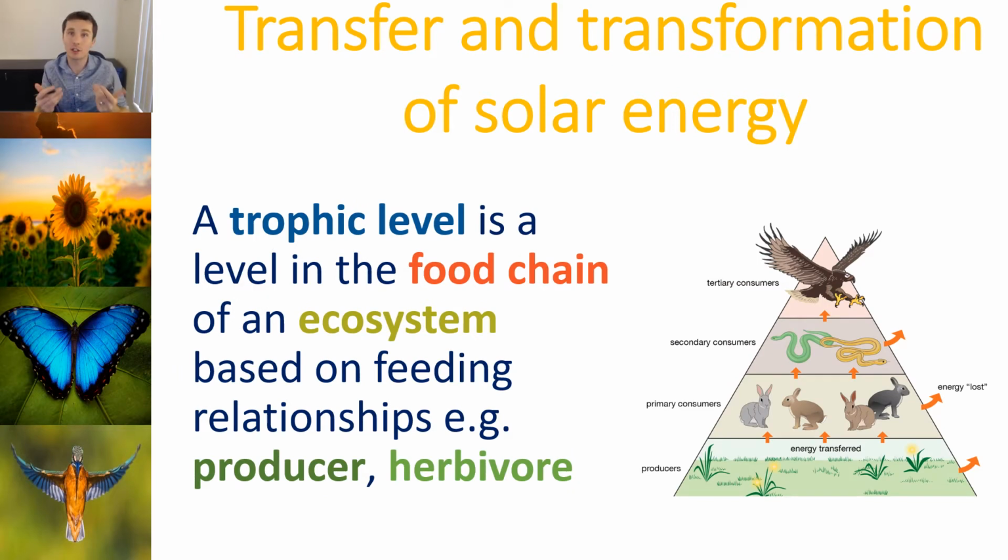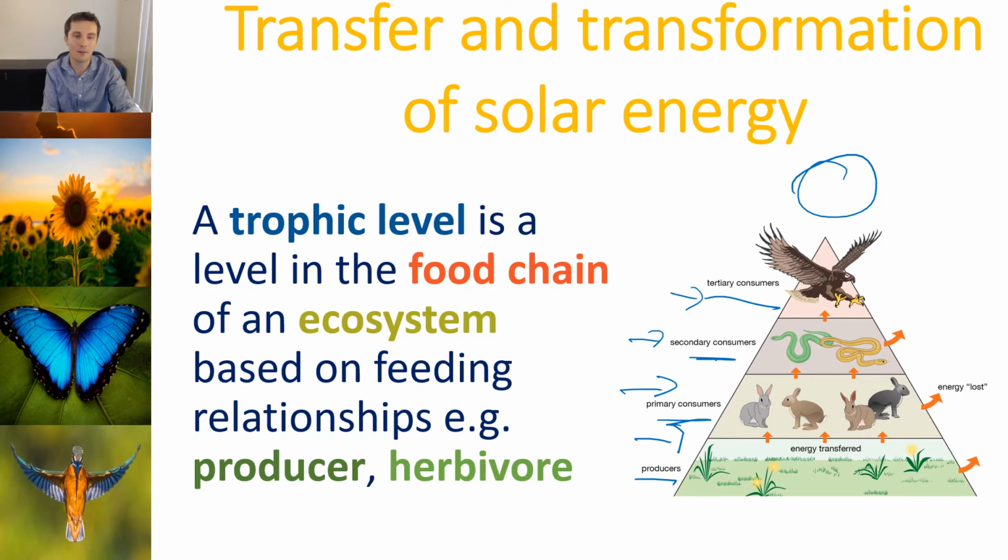Now a trophic level, I've used this word a few times, so let's get this definition down. A trophic level is a level in the food chain of an ecosystem based on feeding relationships. Some of the feeding relationships you might have here is a producer, then you've got your primary consumers, which are herbivores, your secondary consumers, which are carnivores, your tertiary consumers, and it goes on, your quaternary consumers. However, as you'll learn, it doesn't often go up very high because of some of the restrictions within an ecosystem due to the energy transfer and the energy that is lost. So a trophic level is just simply one of these levels in a food chain.